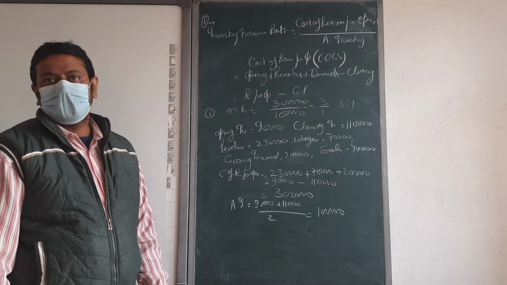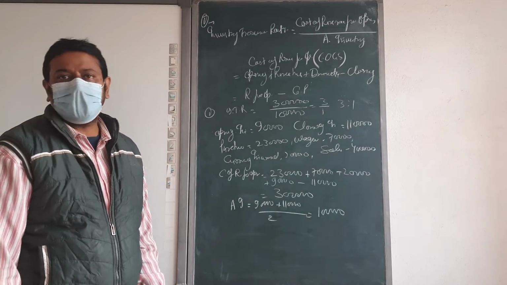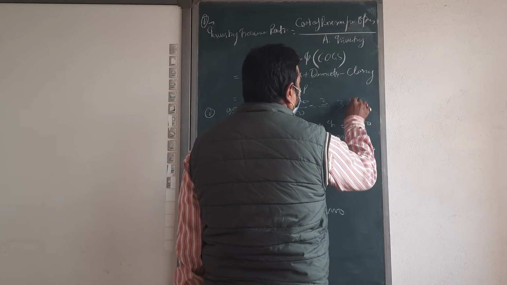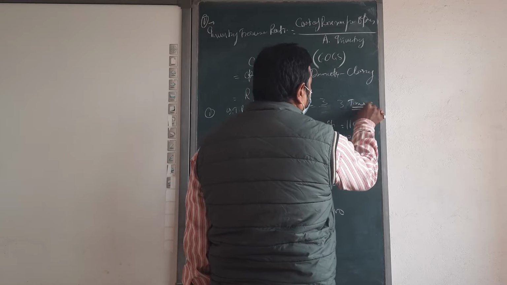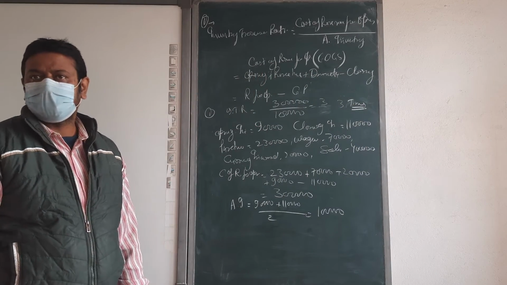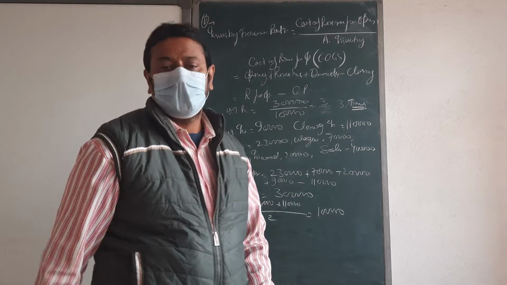Clear? In turnover we write times. Not like 3 is to 1, it's 3, it means 3 times. Up to this is clear or not? Okay, go for the next topic.